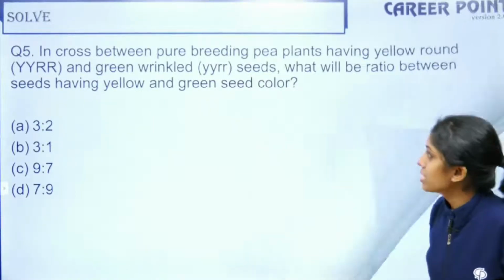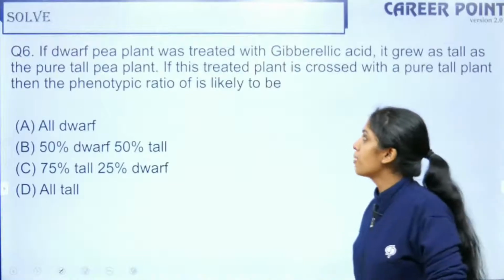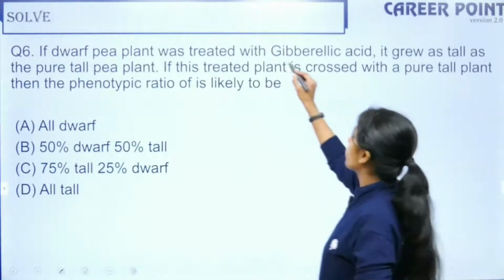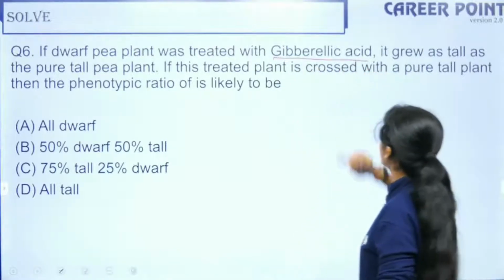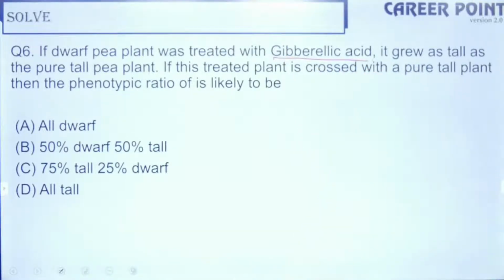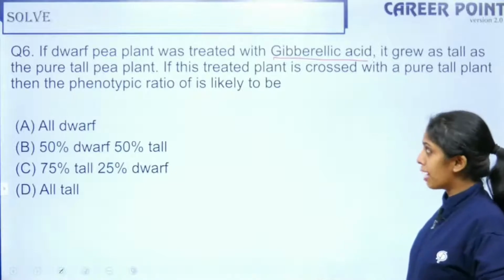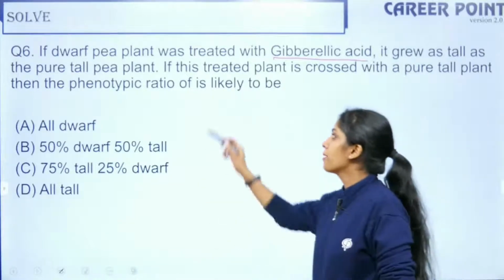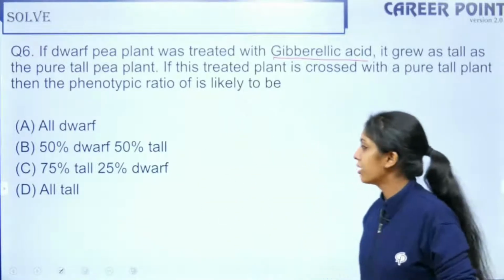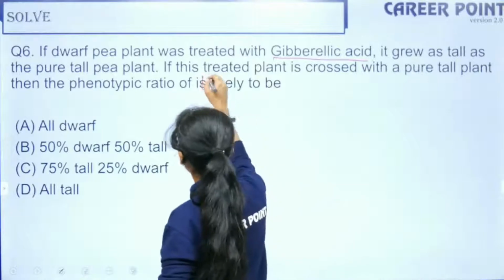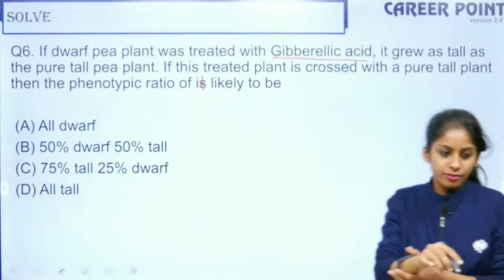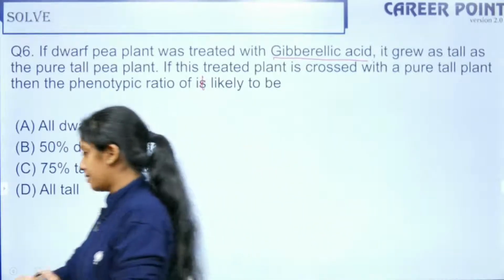Okay, so question number 6. If a dwarf plant was treated with gibberellic acid, so recently we saw the application of gibberellic acid, it grew as tall as a pure tall pea plant. If this treated plant is crossed with a pure tall plant, then the phenotypic ratio of it is likely to be. Yes, give me the answer.